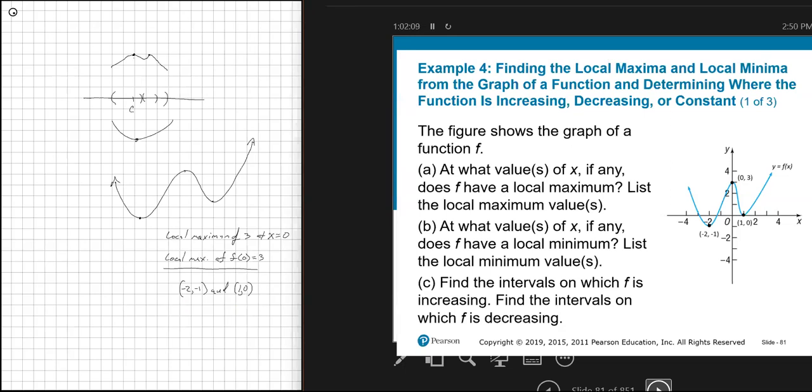Is that making sense? Because we can't have a y value without an x value telling us what made it. So I just can't say 0. I just can't say 3. Because according to this graph, there are three x values that give us 3. But which one gives us a local maximum?